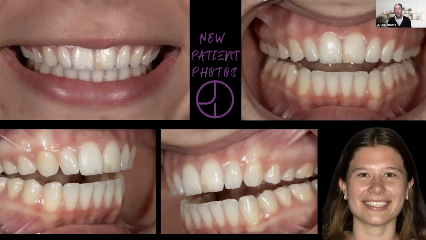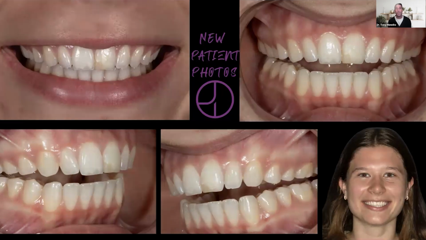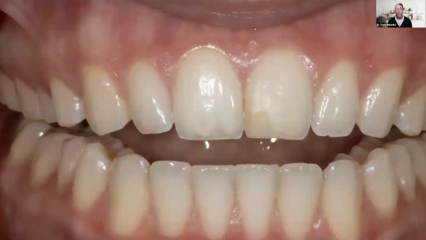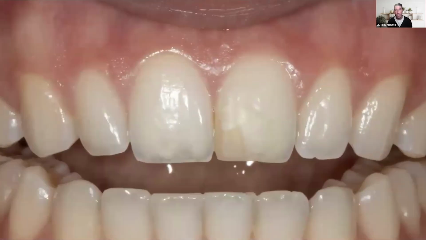So once again, these are our new patient photos. I can put these up on the screen. We can talk about what the patient doesn't like. And clearly this is a pretty obvious one, obviously. We've got a class 4 here that looks pretty bad.